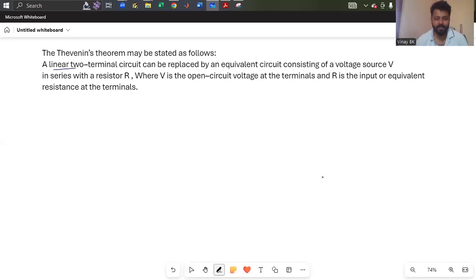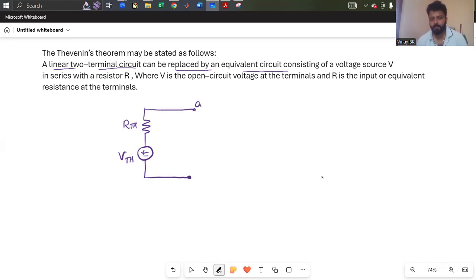A linear two-terminal circuit can be replaced by an equivalent circuit consisting of one voltage source in series with a resistor, where V is represented as Thevenin's voltage, that is the open circuit voltage at the terminals, and R is represented as Thevenin's resistance, or equivalent resistance at the terminals. So whatever circuit is given, you need to transform it into the form where VTH is in series with RTH, or R equivalent, across the load terminals.